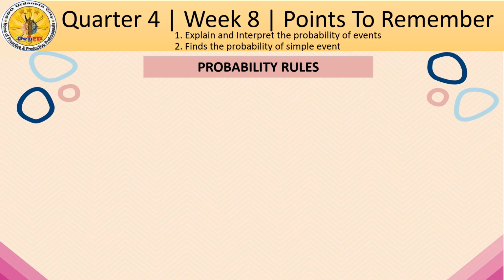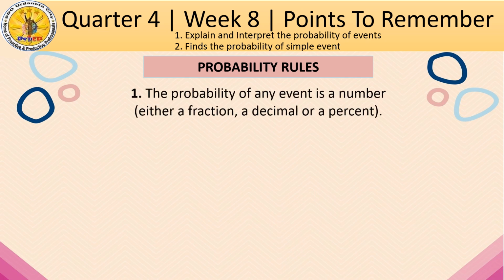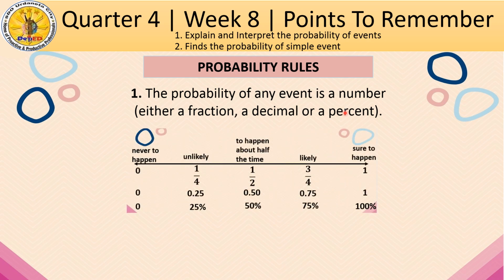There are 4 probability rules. Number 1, the probability of any event is a number, either fraction, decimal, or percent. So here's again the probability line. If we're going to observe, the probability of an event was written in 3 ways. First, it was written in fraction. Second, it was written in decimal. And third, it was written in percentage. So you can write the probability of an event in fraction, decimal, or percent.